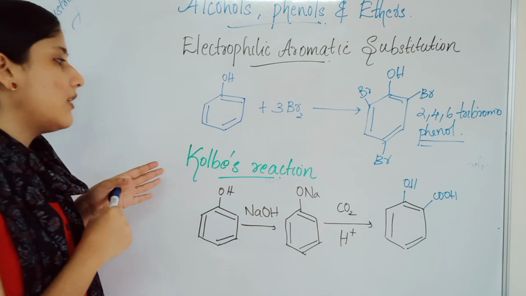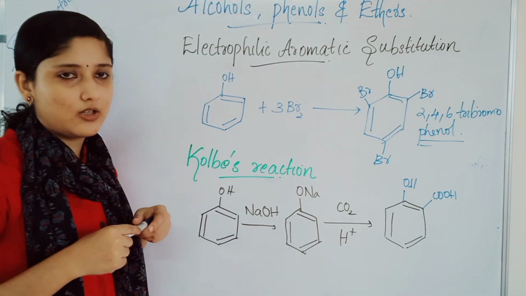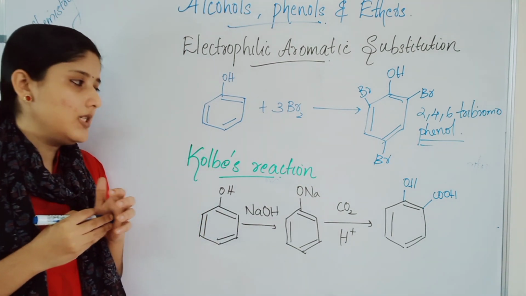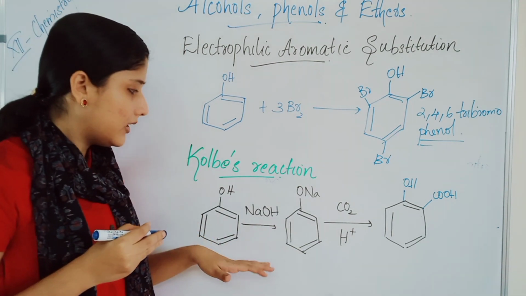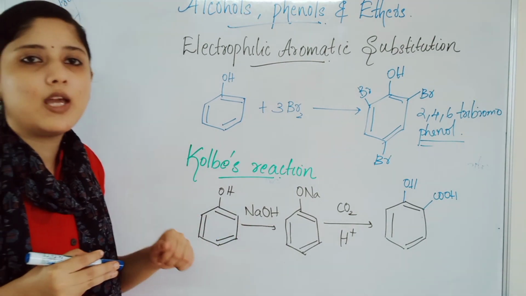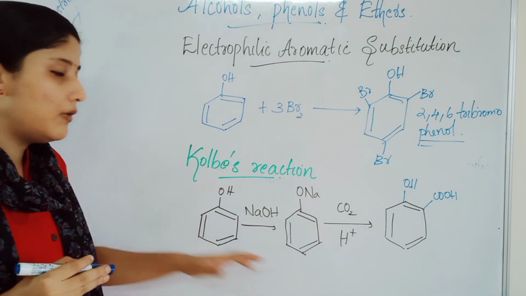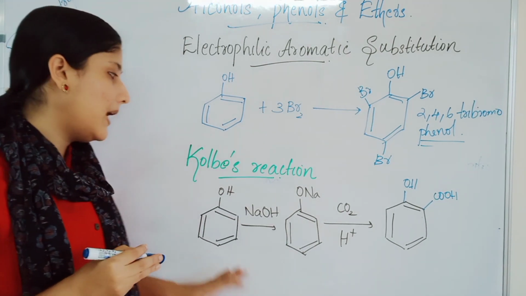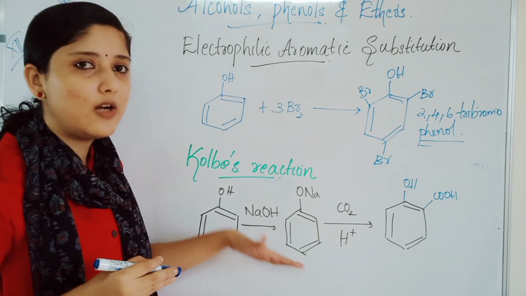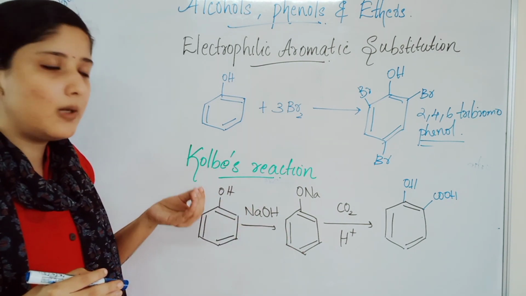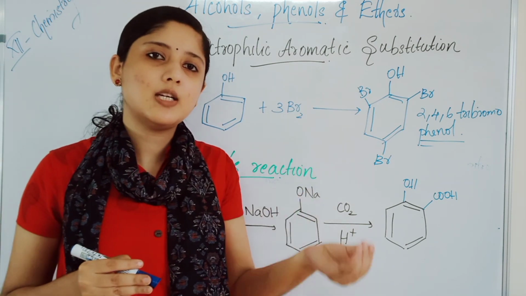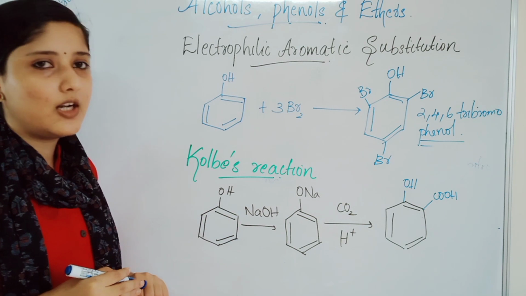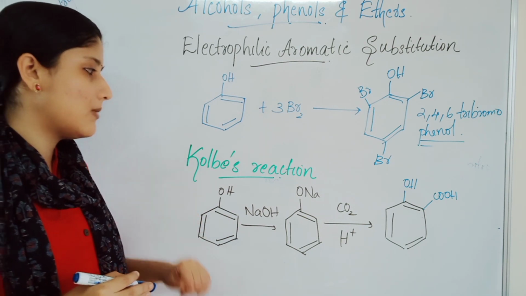The next reaction that we are going to study is Kolbe's reaction. We studied already that sodium hydroxide when reacted with phenol will give phenoxide ion, or sodium phenoxide. Compared to phenol, sodium phenoxide will undergo electrophilic aromatic substitution much more readily.